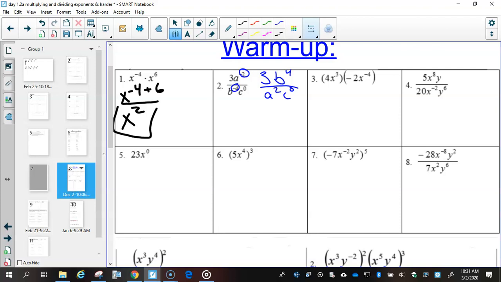What does anything to the 0 power give you? 1. So really c is just going to go away. So anytime you have negative exponents in both your numerator and your denominator, really you can just take those bases and switch them.